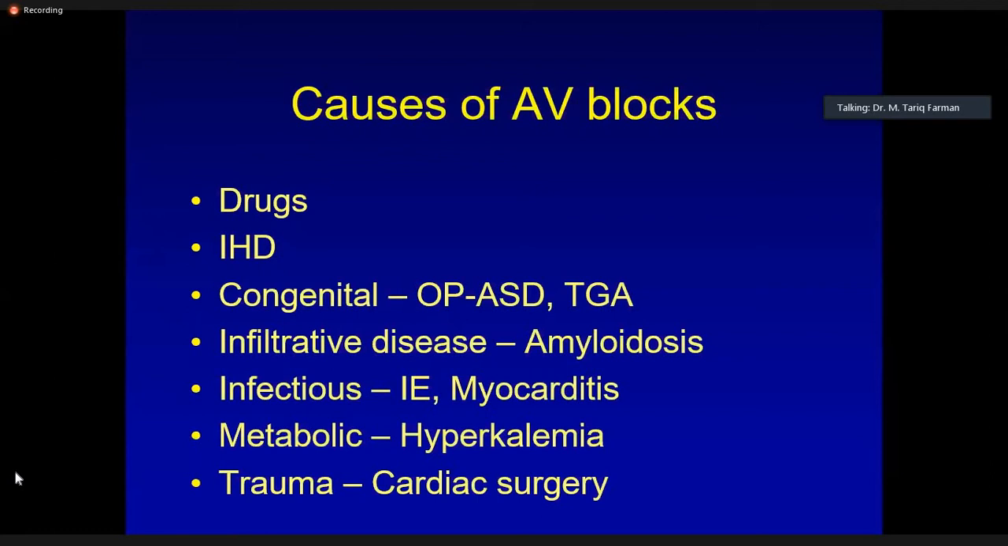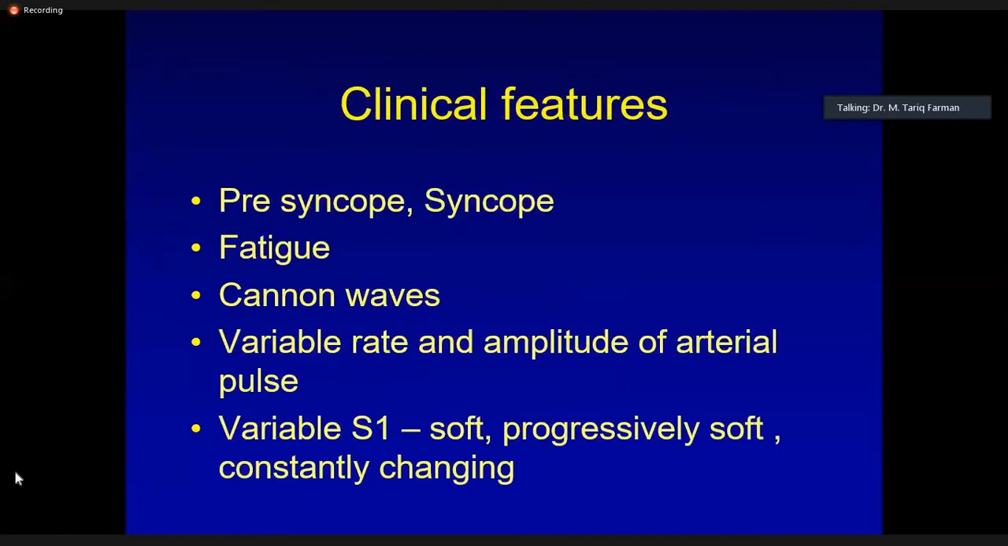Similarly, infiltrative disease like amyloidosis, if it infiltrates the AV node, causes AV nodal block. Infections like infective endocarditis, if the infection extends towards the AV node, can damage the AV node and cause AV nodal block. Hyperkalemia is very common. It causes AV nodal block and bradycardia. Similarly, trauma during cardiac surgery: if the surgeon is not very careful, he or she can damage the AV node and cause iatrogenic AV block.